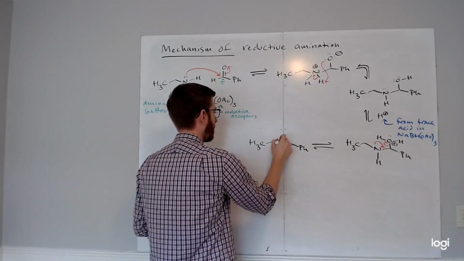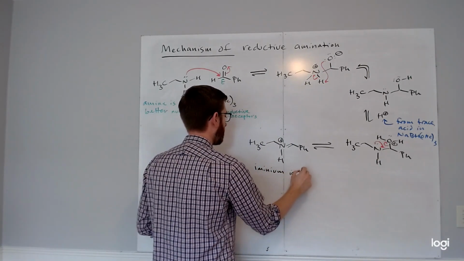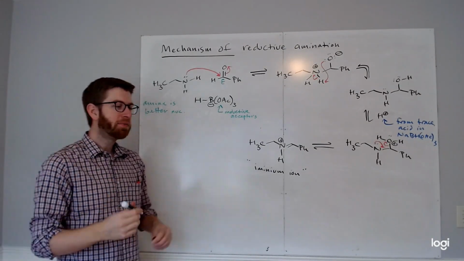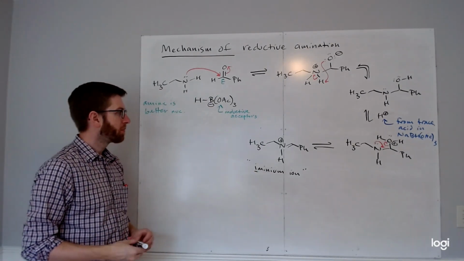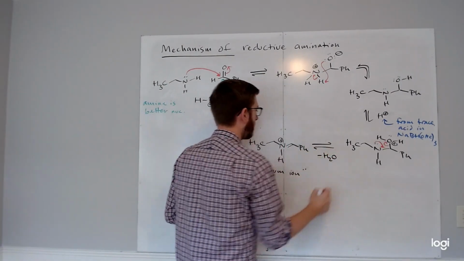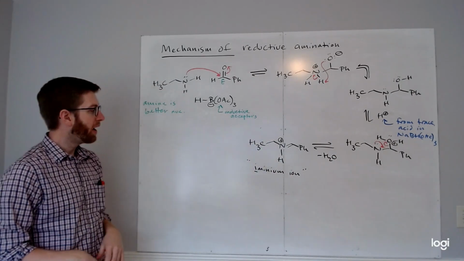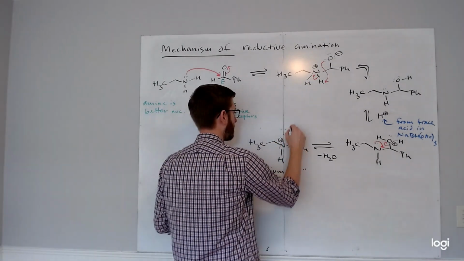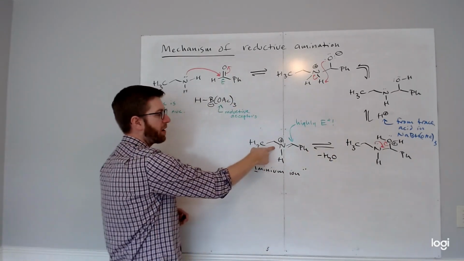So we get, I think I got enough space, here, we call this an iminium ion, which means it's an imine, but it's positively charged because it's been protonated. So we've also got a water molecule, so I'm going to say minus water. So we get here, everything's reversible, but at this point we've got now a highly electrophilic carbon because of the positive charge on nitrogen.